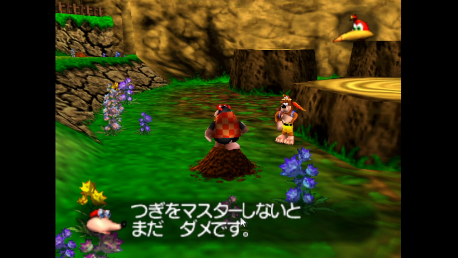Tsugi wo master shinaito mada dame desu. Okay. So tsugi means next, and master, I guess, is just the same as in English, the verb master, to master something. Shinaito, that's negative of suru. Suru is like an exception verb. It doesn't conjugate like other verbs like you might expect it to. So suru is normal dictionary form, and shinai is the negative form of that.